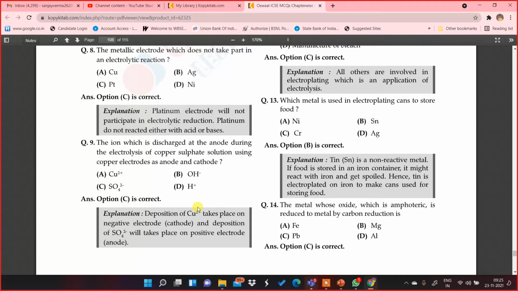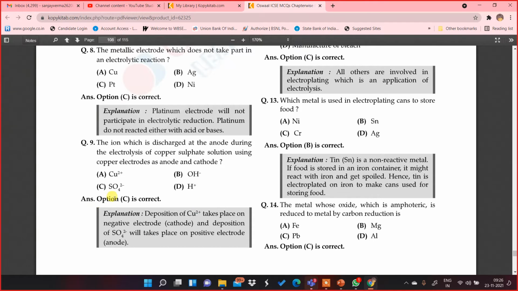No one is discharged. Not possible. Option C is incorrect. That is not the correct answer. There is no discharge of any ions because copper is an active electrode. Rather at the anode, what will happen? The copper metal from the anode will lose electrons and form ions and go to the cathode.